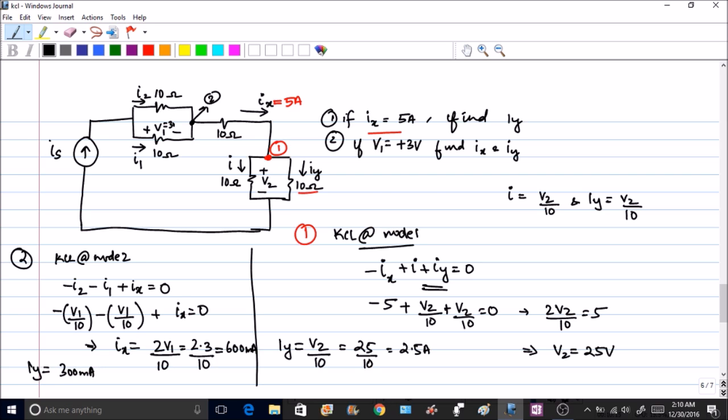Alright, so these are a couple of simple problems which we have done, and in the next session we will be starting with Kirchhoff's voltage law, which is also a very important concept in engineering circuit analysis. Once these topics are over, we will be starting with mesh analysis, node analysis, superposition theorem, etc. And everything is basically the application of KCL and KVL. So make sure to understand the concept, and I'll see you in the next lecture. Thank you.